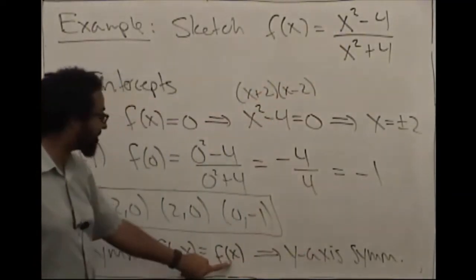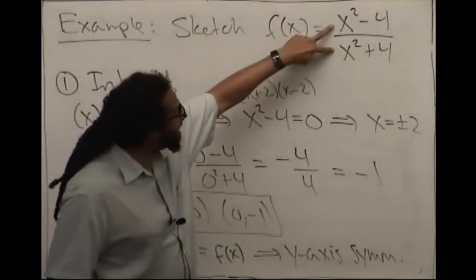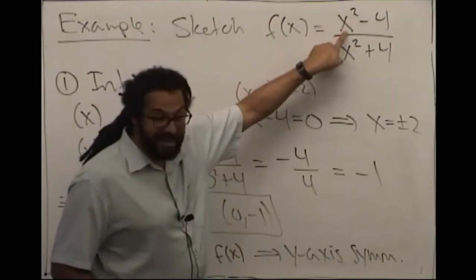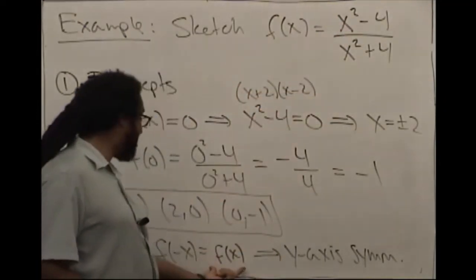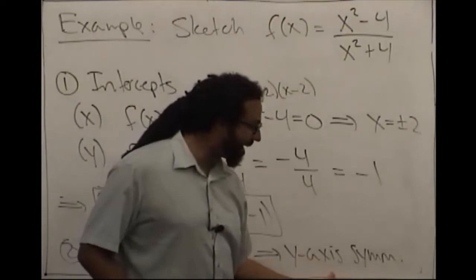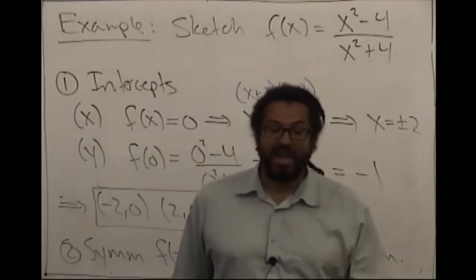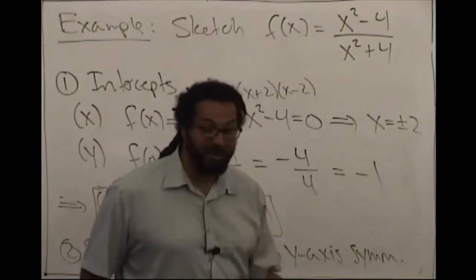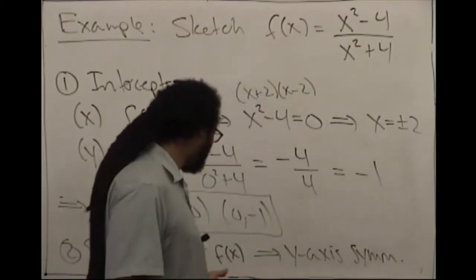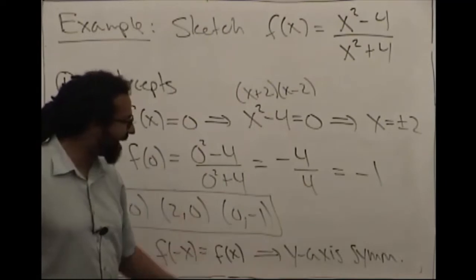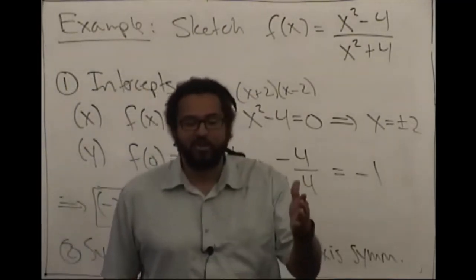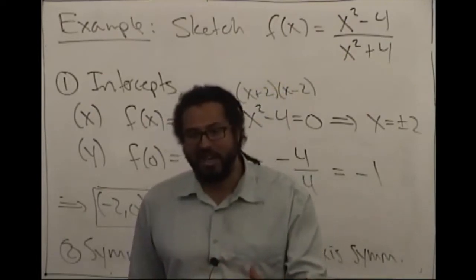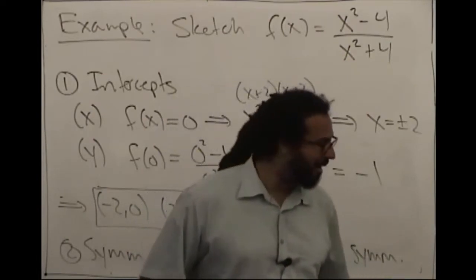When I plug negative x in for x and square it, I just get x squared. In other words, I get the function back, so it has y-axis symmetry. If you get negative the function back, then it has origin symmetry. Hopefully we'll see an example of that a little later on. In this case, we've got y-axis symmetry. So whatever we draw on the left-hand side of the graph, we'll have to draw that same shape on the right-hand side of the graph.